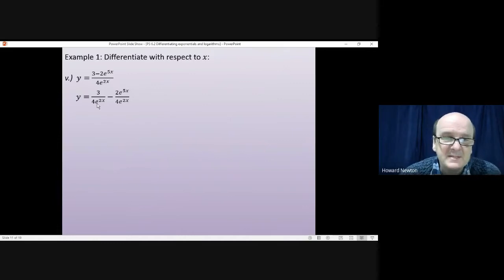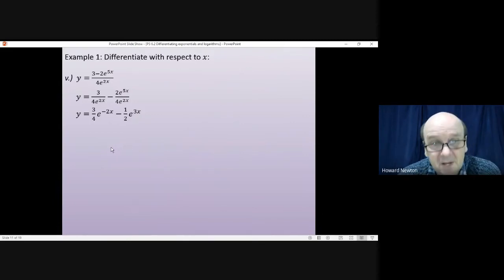Once I've done that, the easiest way to deal with the numbers is just keep them as a fraction, 3 over 4, and e to the 2x goes to the top and becomes e to the power of minus 2x. Same thing with the fraction here, 2 over 4, well that simplifies to a half. And using the rule for powers, 5x take away 2x gives me e to the power of 3x.